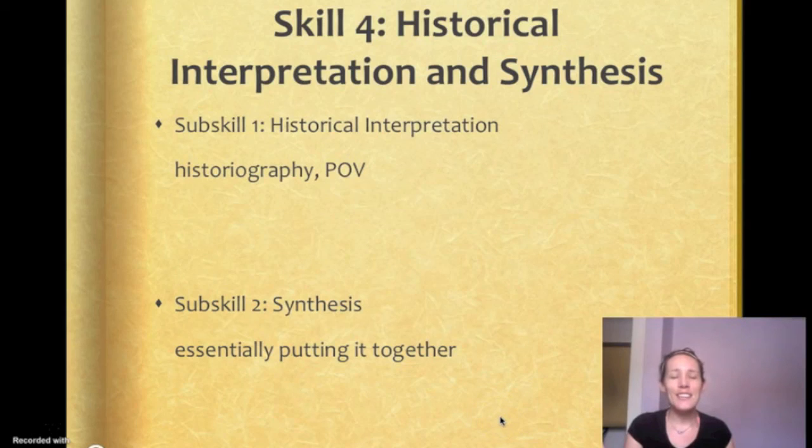And then the other sub-skill is synthesis, which is essentially combining all the historical thinking skills that I discussed in the previous slides and putting all of that together. And if you have synthesis, honestly, that's what makes you master an AP history. And if you have synthesis, then you likely will perform well on the AP exam.